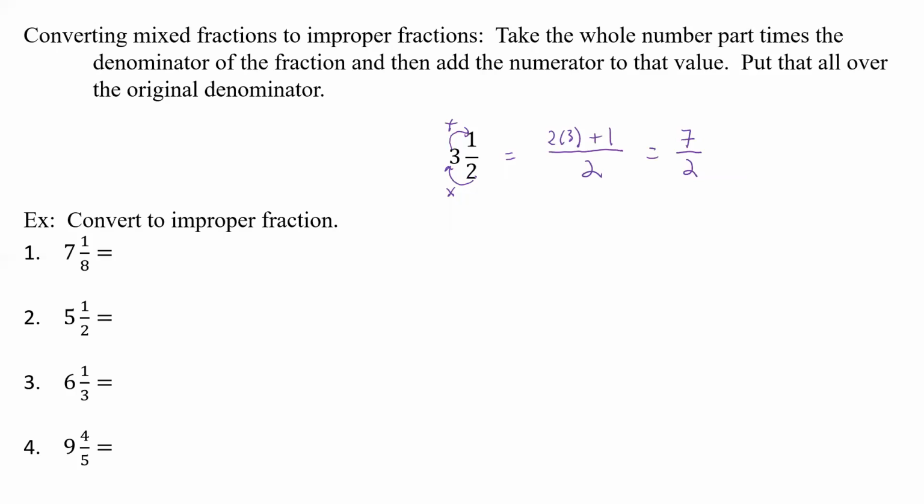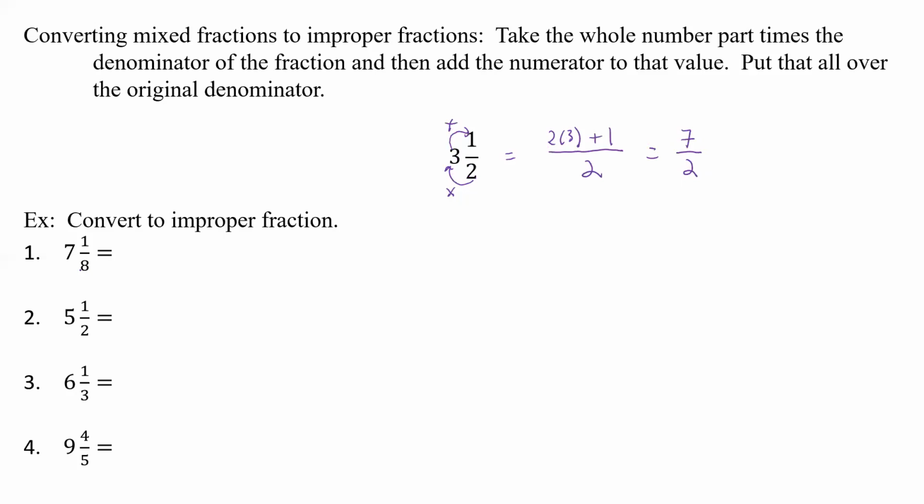So if we write that out, we're going to take 2 times 3, which is what we have here, plus 1, and then all over our original denominator, 2. So 2 times 3 is going to be 6, plus 1 is 7, so we get 7/2. So this is how we convert a mixed fraction to an improper fraction.